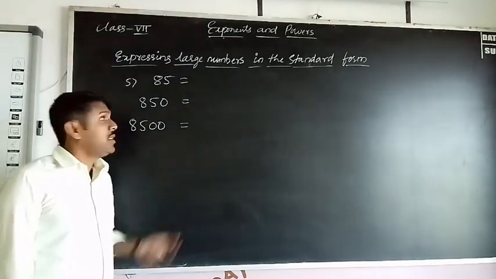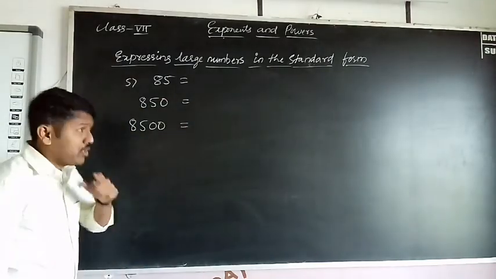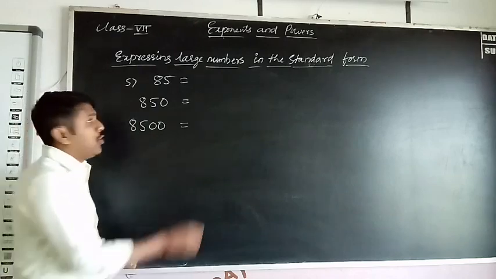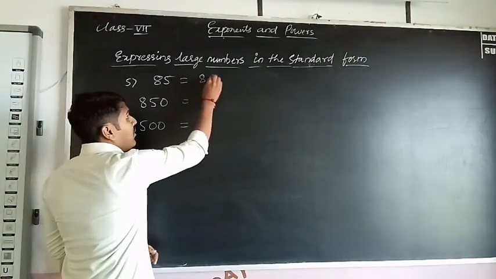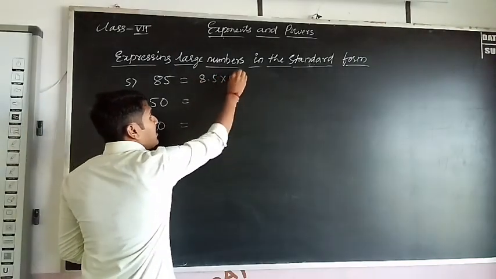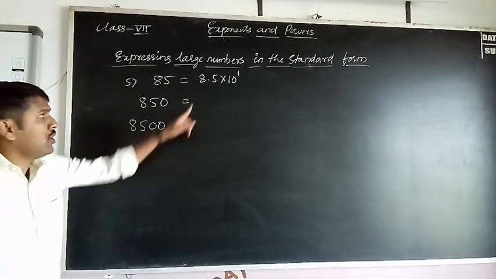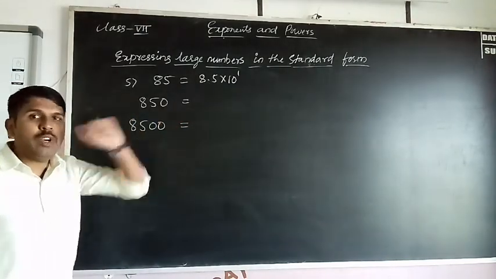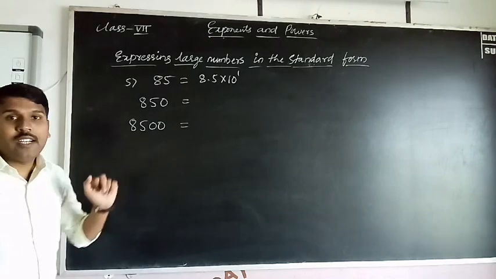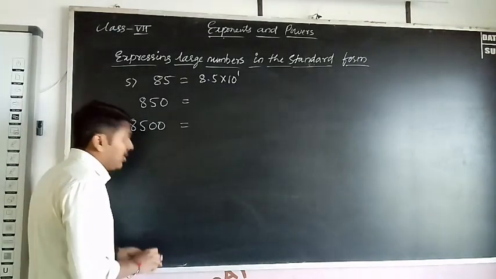Tell me how to write this one. Simple questions are there. 850. How to write this one? 8.5 into 10 raised to 1. Isn't it? Because before the decimal point only one digit is there. So here total 3 digits. But it should be how to write this one?